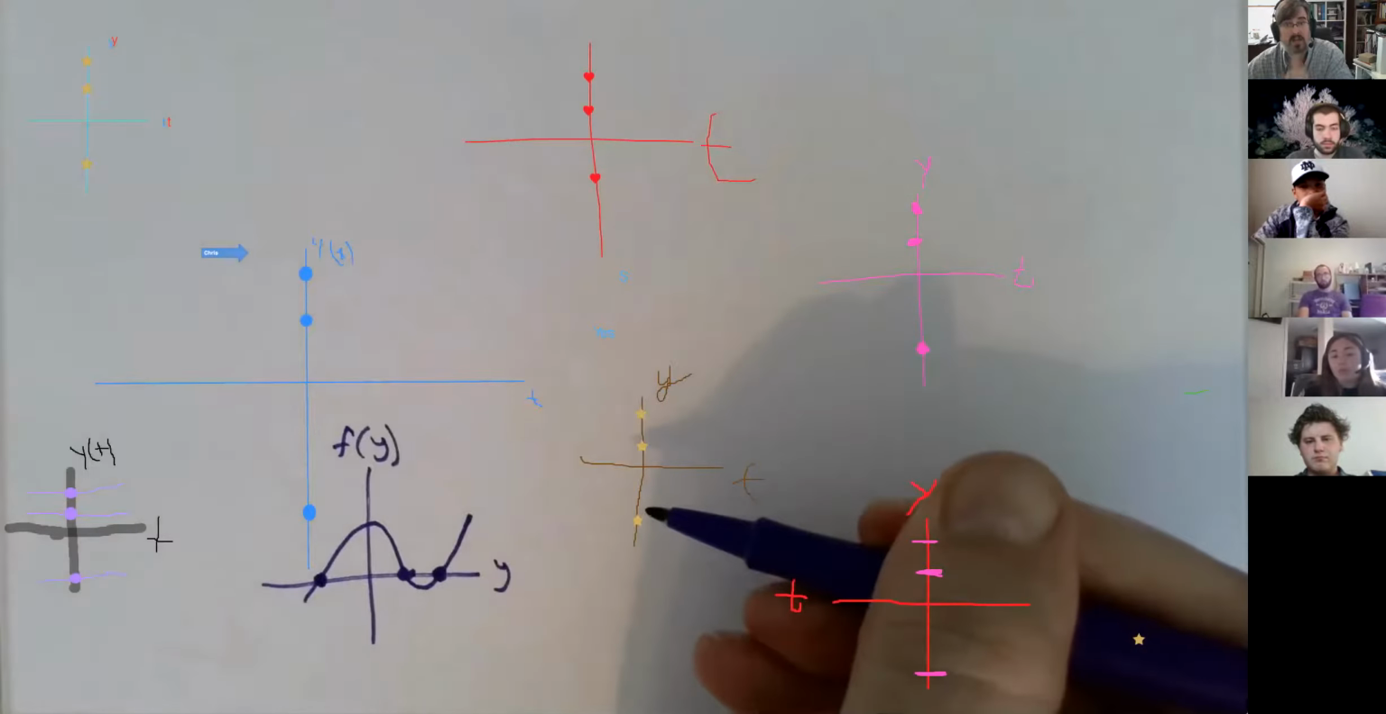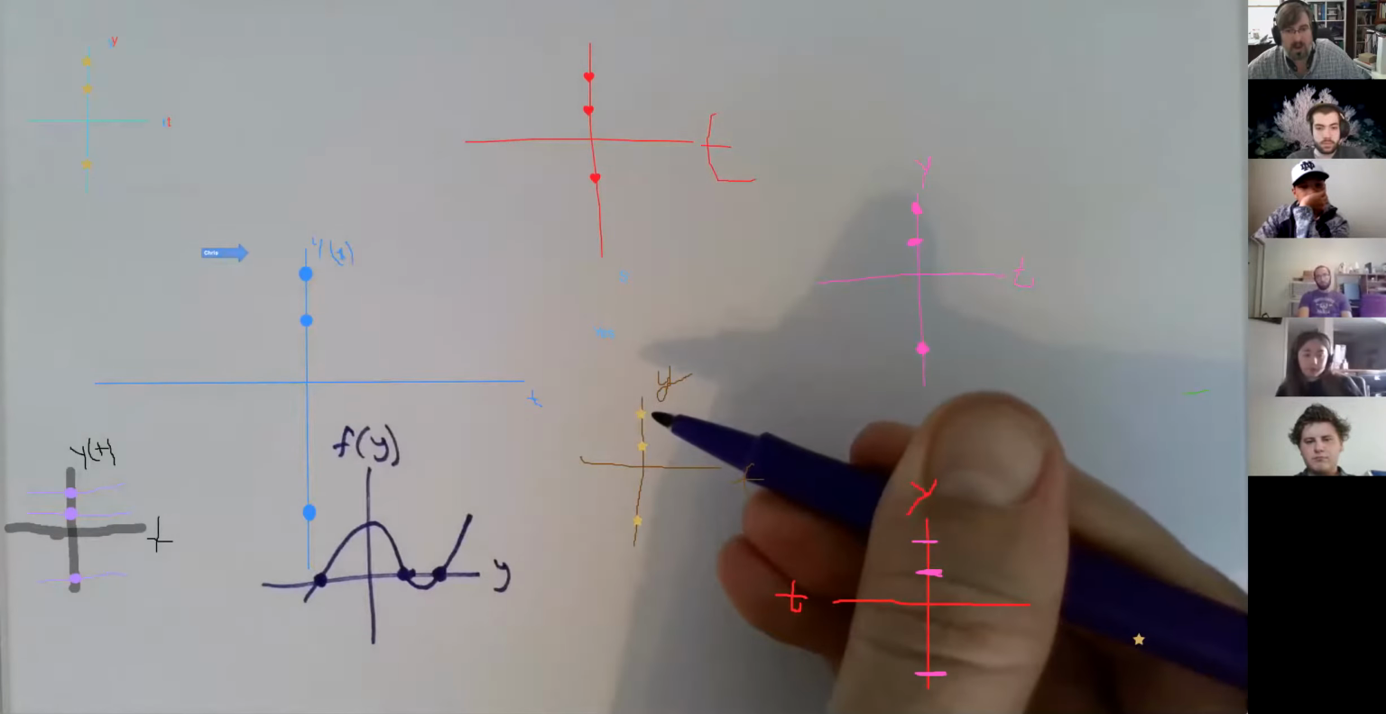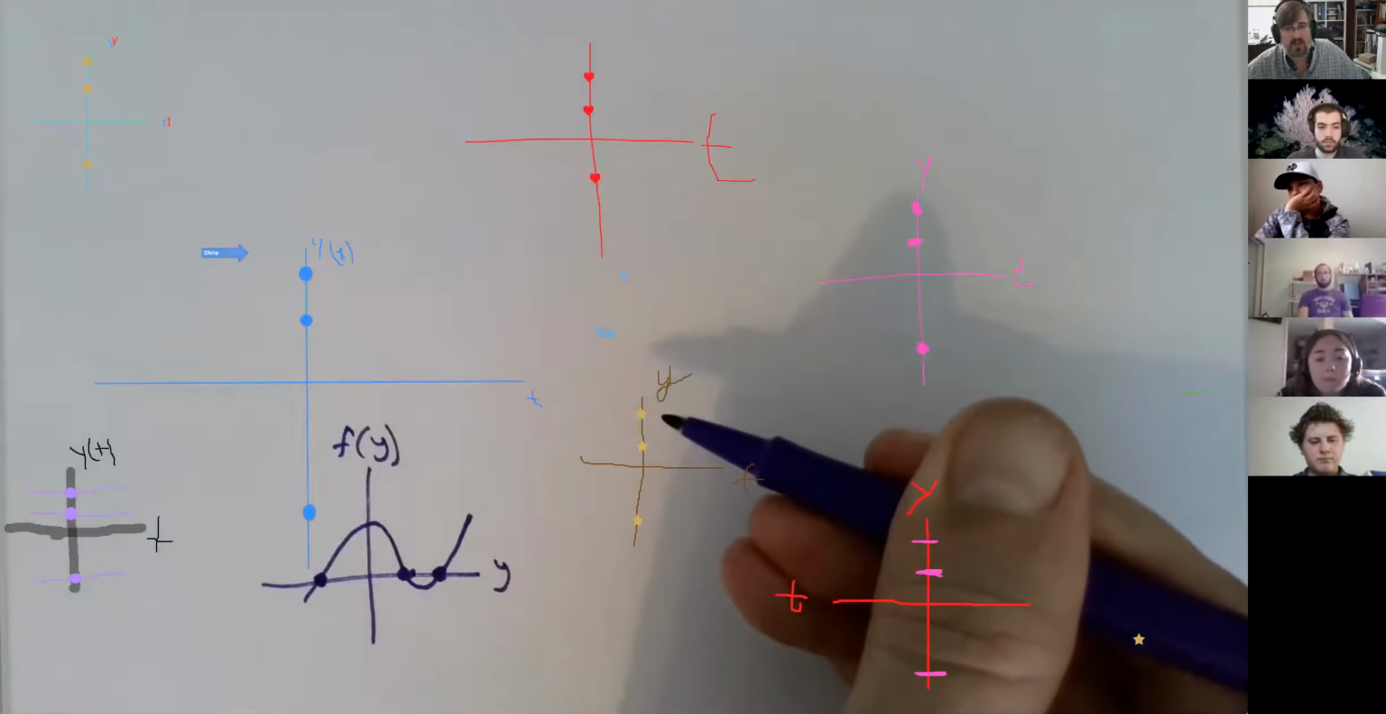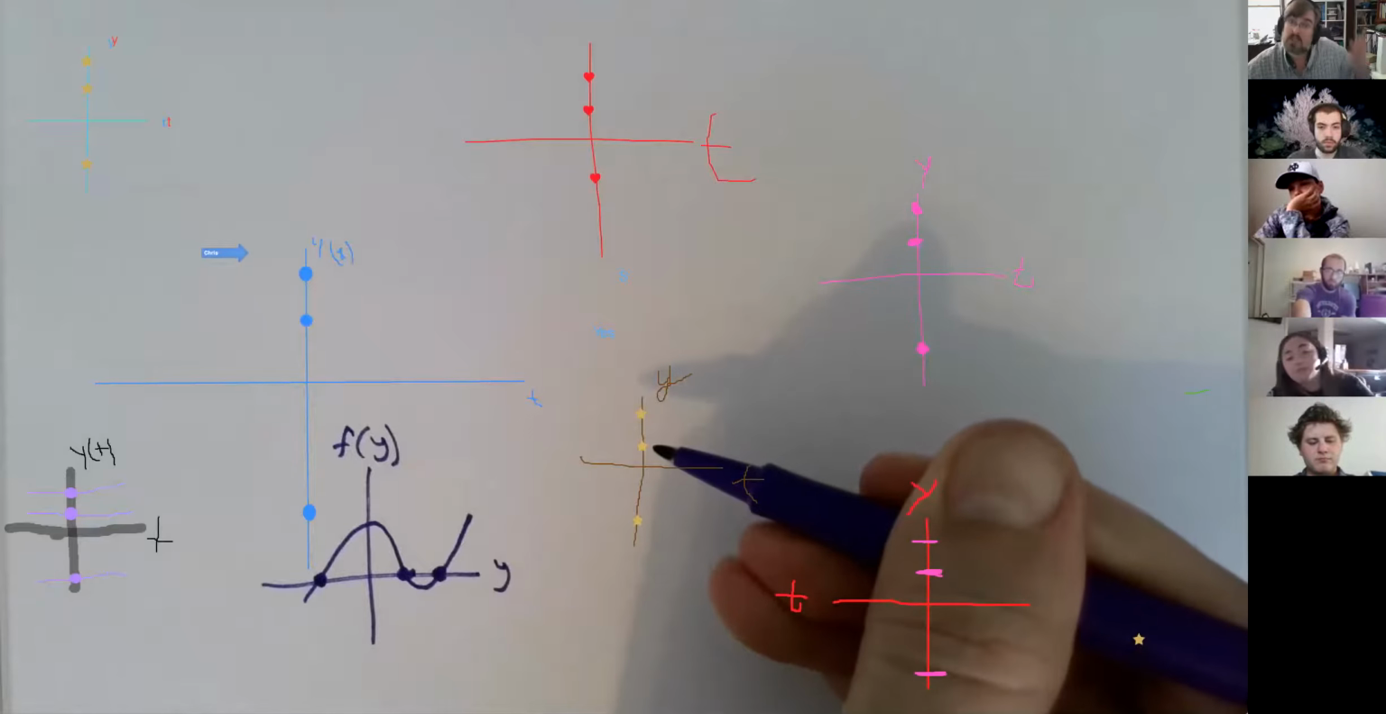Now here's the question. In between this y value and this y value, what kind of slope would we expect to see on the slope field? What kind of slopes would we expect to see in between these two equilibrium solutions? And of course, how do you know? That's the follow-up.